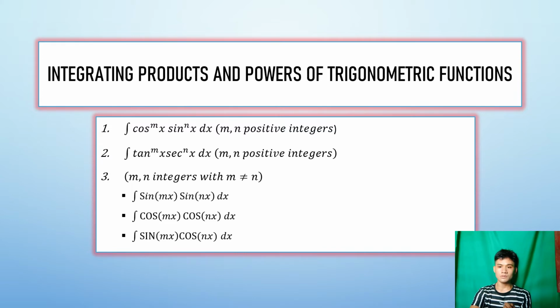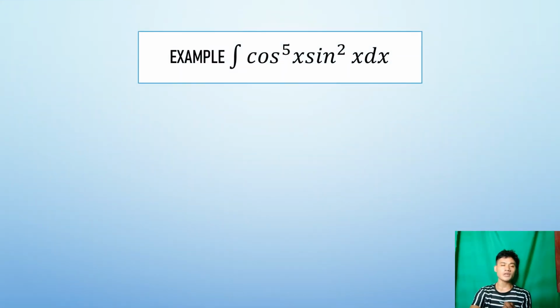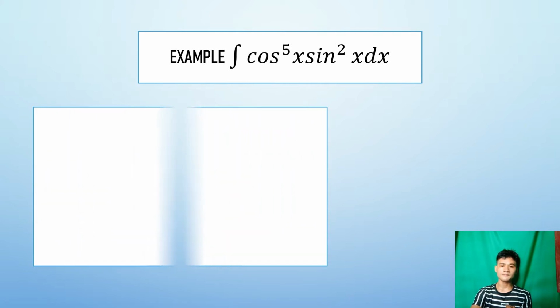So let's do some examples. In integrating power and product of trigonometric functions, we have three cases to consider: if the powers are both even, if the powers are both odd, and alternate, or one odd and one even. So first example, we have this integral of cosine raised to the power of 5x sine squared x dx.